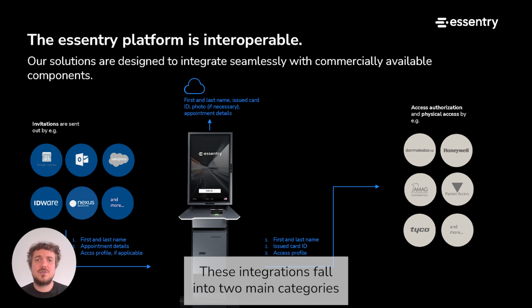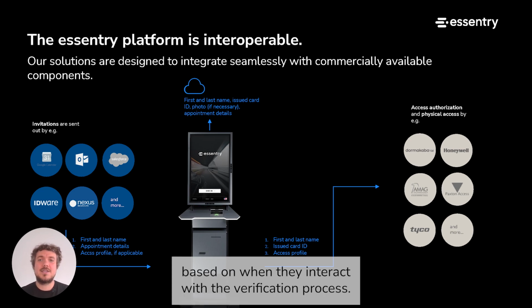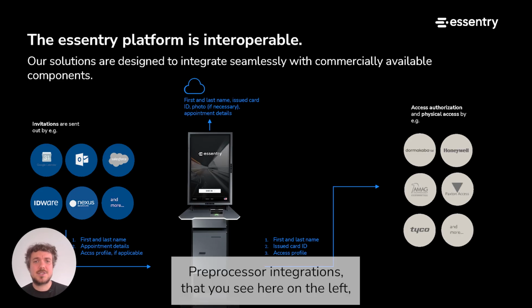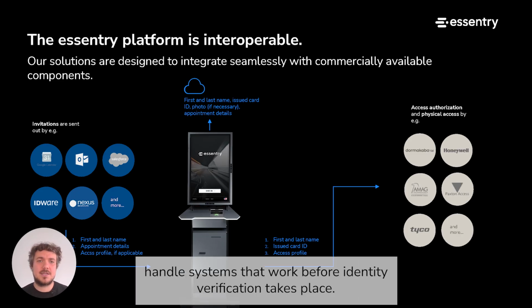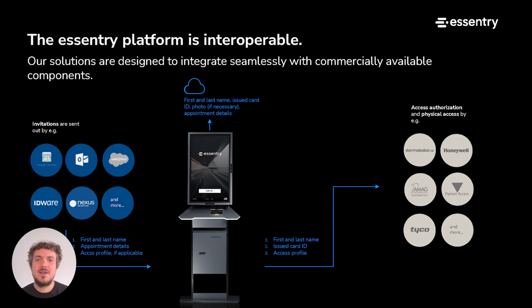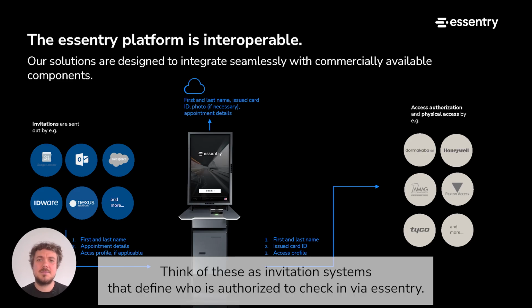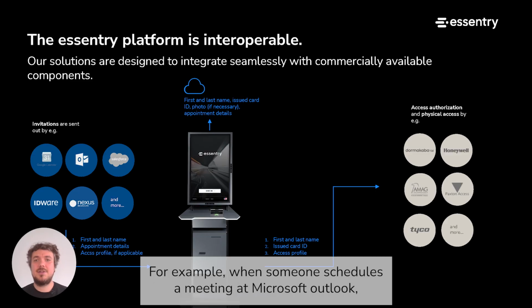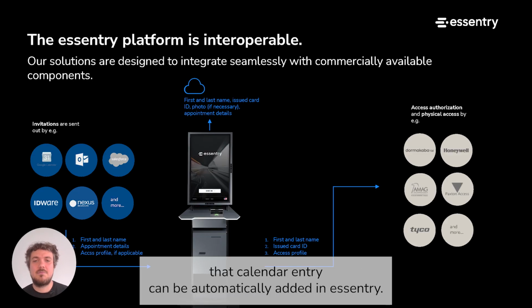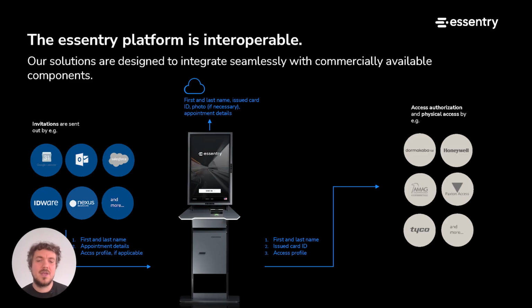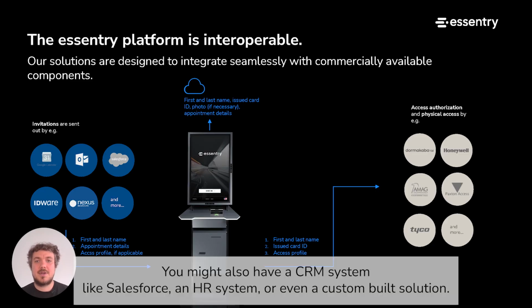These integrations fall into two main categories based on when they interact with the verification process. Preprocessor integrations that you see here on the left handle systems that work before identity verification takes place. Think of these as invitation systems that define who is authorized to check in via essentry. For example, when someone schedules a meeting in Microsoft Outlook, that calendar entry can be automatically added in essentry. You might also have a CRM system like Salesforce, an HR system, or even a custom-built solution.